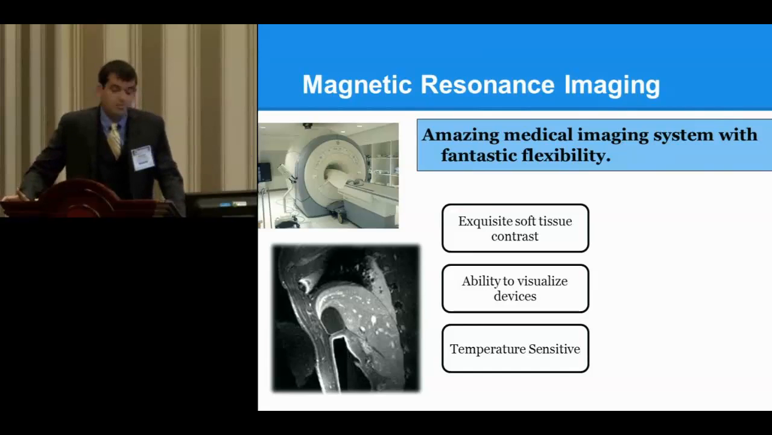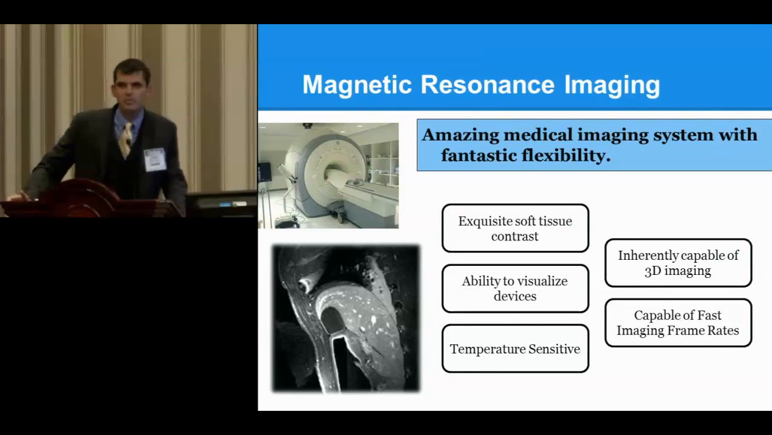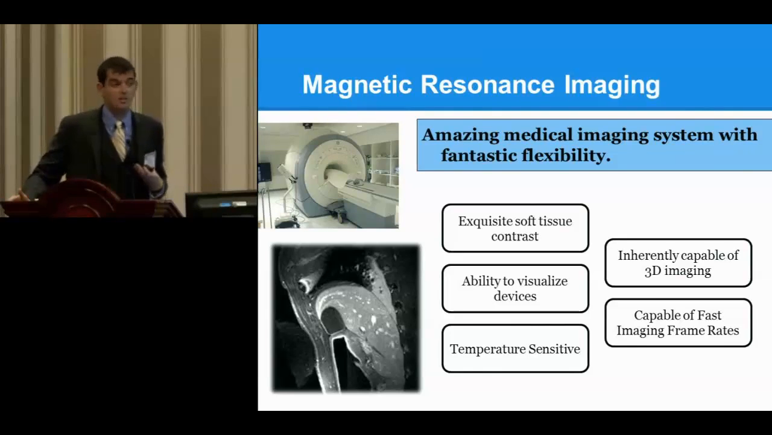And then finally, it's temperature sensitivity. So with MRI, you can heat part of the body and you can watch it heat up in real time. And you can visualize an ablation as it's happening within the scanner. On the engineering side, it's inherently capable of 3D imaging. So with an MRI scanner, I can take a slice through the body in any orientation that I want. And that's pretty unique compared to other imaging modalities.